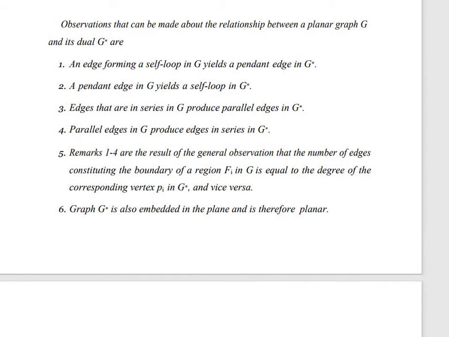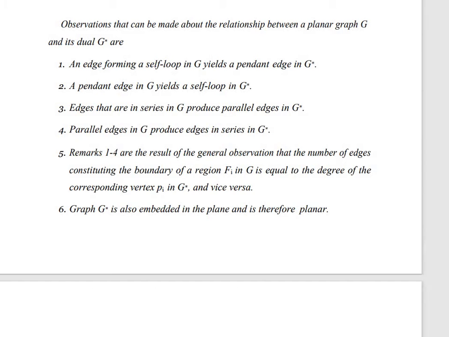These are some of the observations that can be made about the relationship between a planar graph G and its dual G star. The first one is, an edge forming a self-loop in the graph G yields a pendant edge in G star. Second, a pendant edge in G yields a self-loop in G star. Edges that are in series in the graph G produce parallel edges in the graph G star. Parallel edges in the graph G produce edges in series in the dual G star.